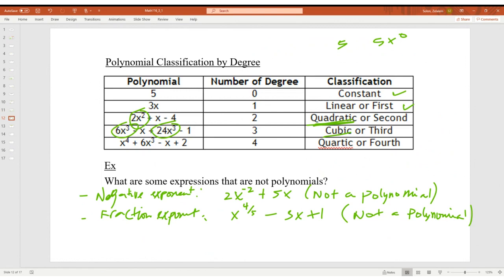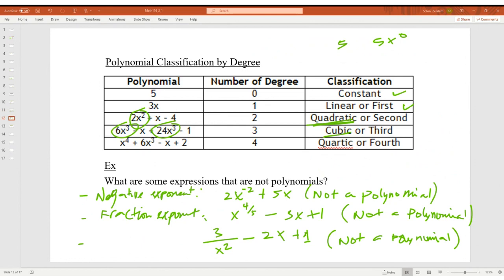And the last one: if the variable is in the denominator, it's also not a polynomial function. So for example, if I have 3/x squared minus 2x plus 1, this is not a polynomial. The variable cannot be in the denominator. So these are the three restrictions. If you know these three, you can easily identify a polynomial.